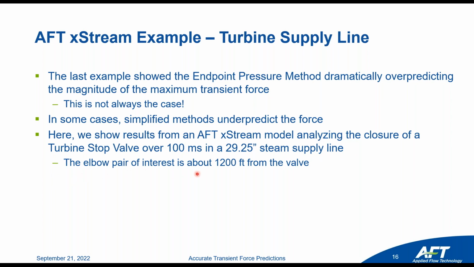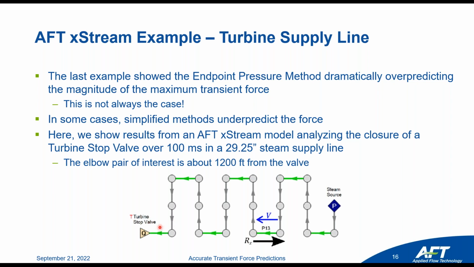And the elbow pair of interest is about 1,200 feet from the valve. So here's the simple diagram of the system. There's a lot of elbow pairs in the system, and our flow is initially from right to left. And this assigned flow junction here is representing a stopped valve, so it closes the flow off very quickly, and that's going to propagate a wave to the right.